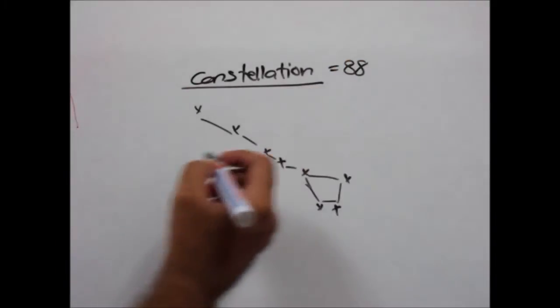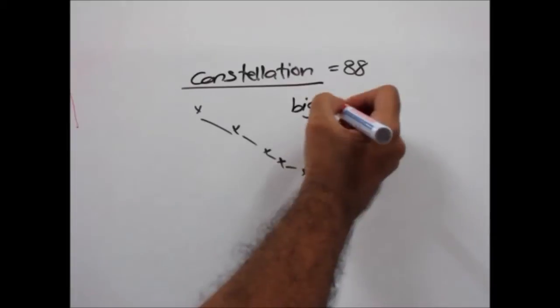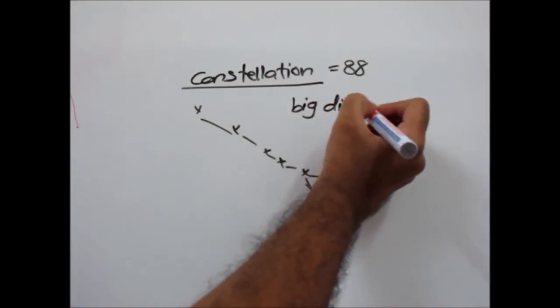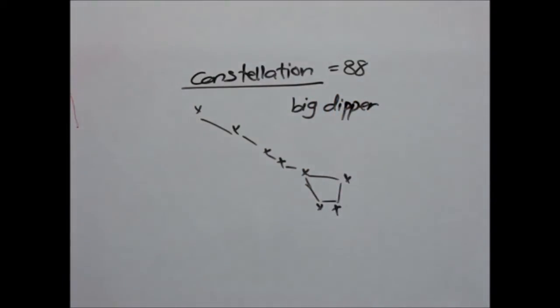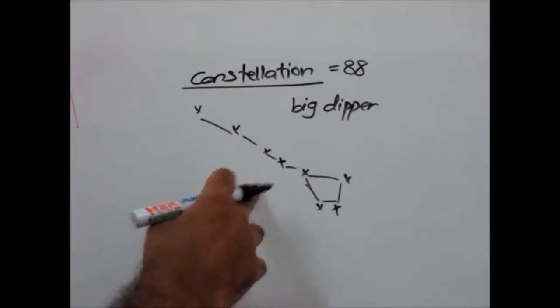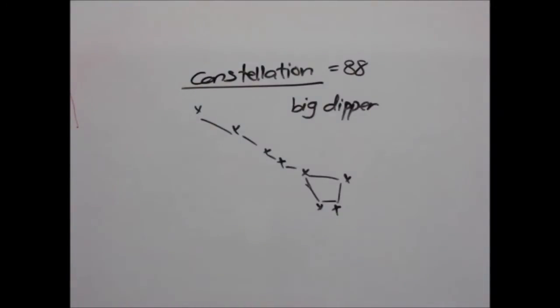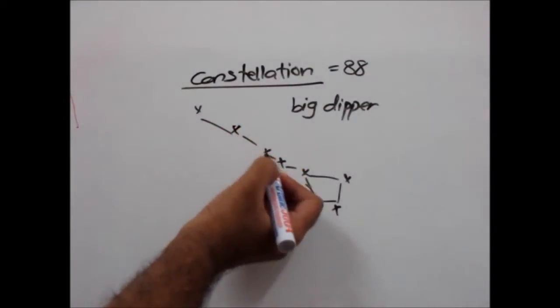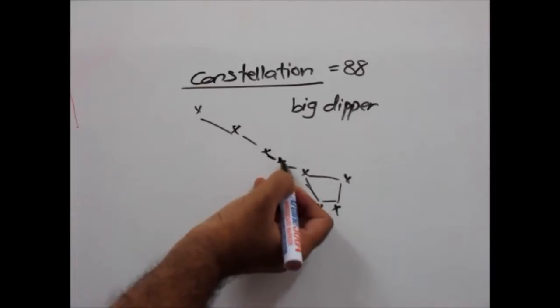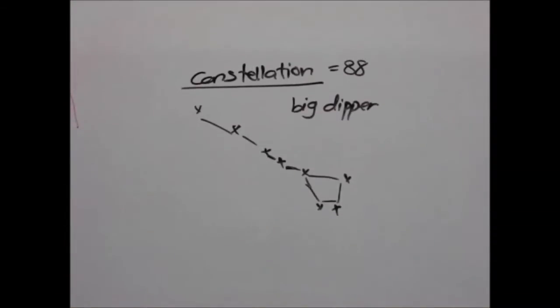This is called the Big Dipper. Now if you ask anyone in Sydney or even in New York or Alaska what a Big Dipper is, they will identify this or map on the sky where the stars are. The Big Dipper is one of the examples.